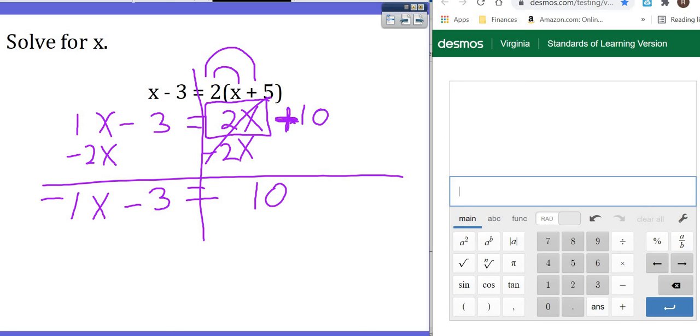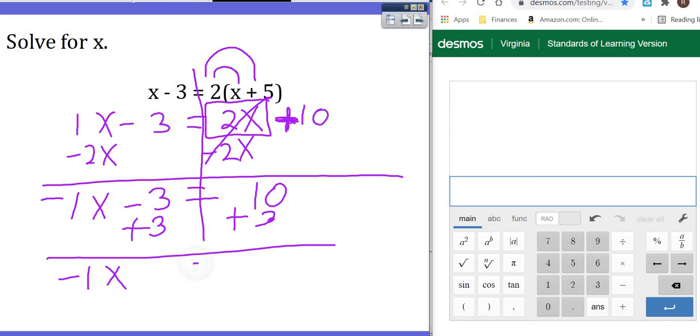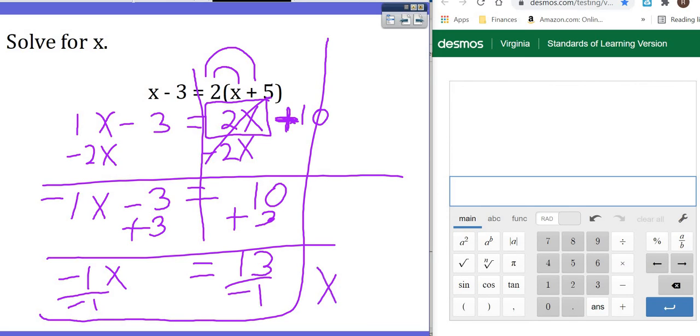Now next, I'm going to cover up my variable with my finger, so you do that too. Cover up the negative 1x, and all you have left is a negative 3. So let's do the opposite of a negative 3 and add 3 to each side. So I have negative 1x equals 13. Now, we have to get rid of the negative 1 bothering the x. And since it's multiplied, we're going to divide each side by a negative 1. And then I'm going to move over here, and we get x equals negative 13.